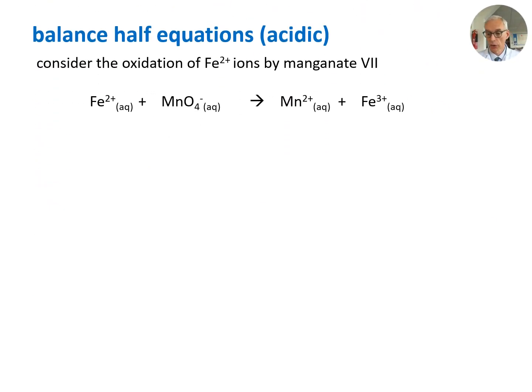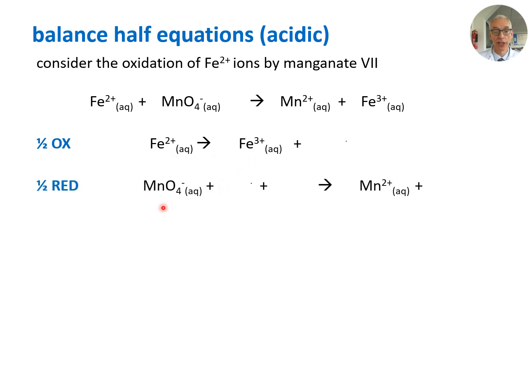So I'm going to model a slightly more complex example. Fe2+ is oxidized to Fe3+ by manganate 7 being reduced to manganese 2. Now, to derive half equations and from those the full balanced equation, I first of all write out the oxidation in terms of the particles involved, Fe2+ to Fe3+, and then the reduction, manganate 7 to manganese 2.